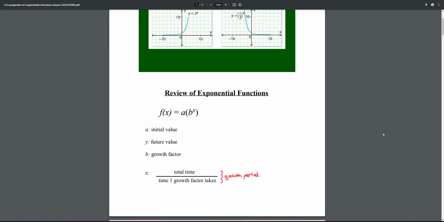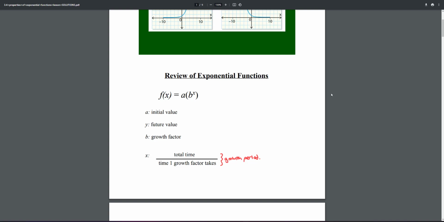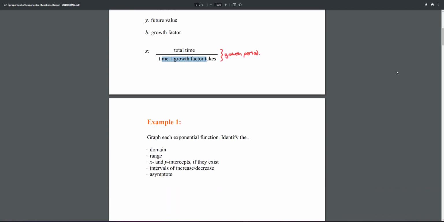I would recommend it. All right, so here's a review of exponential functions in case you forgot. Y or f of x is equal to a times b to the power of x, where a is your initial value, y is your future value, b is your growth factor, and x is your total time divided by the time it takes for a growth factor.